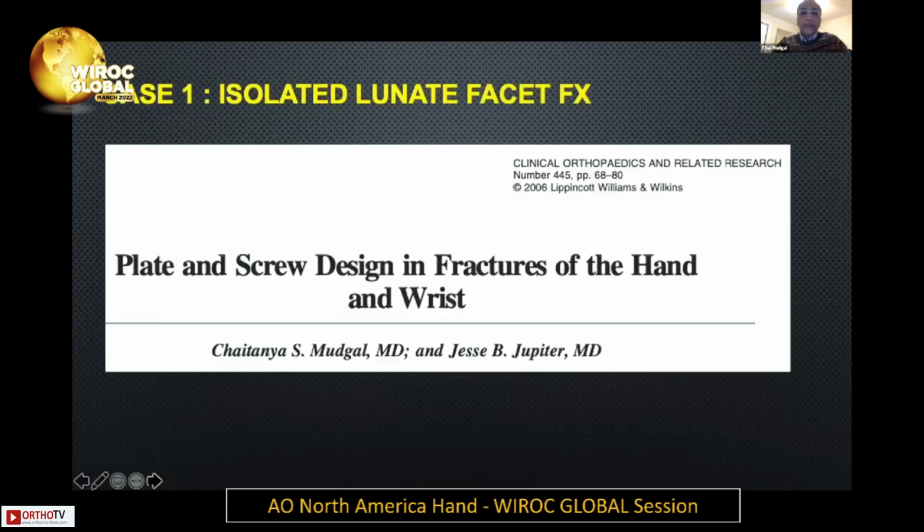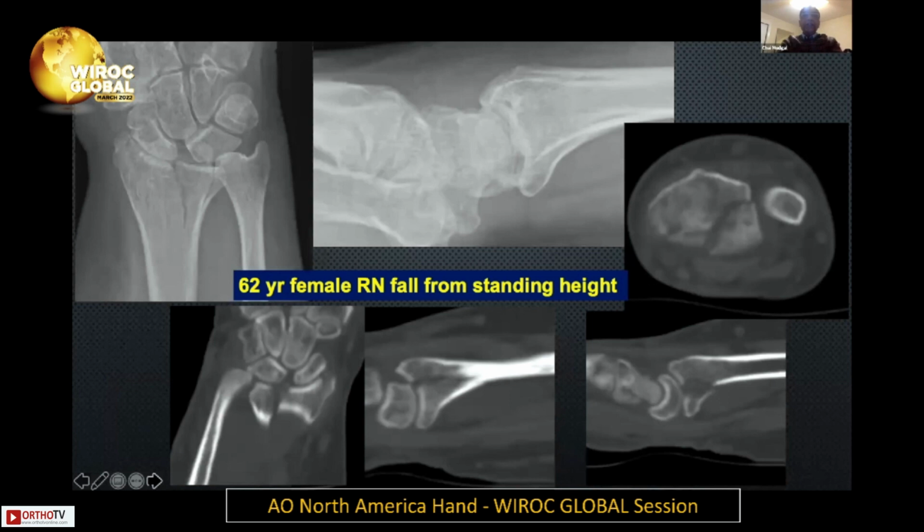So let's start off with case number 1. Now, when you're dealing with an isolated lunate facet fracture, you have to have adequate knowledge of the various tools of the trade that you have to have available. This paper highlights those tools. So here's a 62-year-old female registered nurse who fell from standing height. And you can see from the x-rays on the left that she already has pre-existing radiocarpal arthrosis. Her teardrop angle, as seen from the x-ray in the middle, is clearly increased, and a CT scan shows that the entire volar lunate facet has come off.